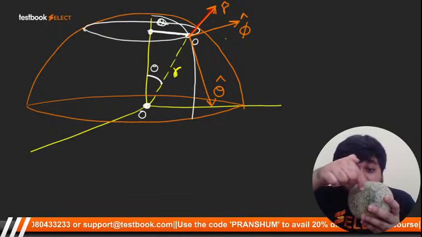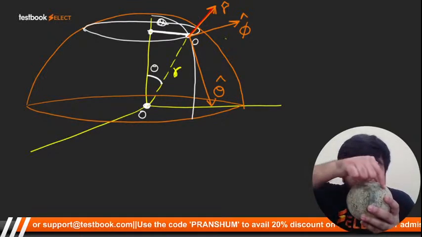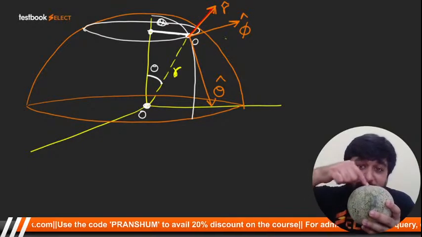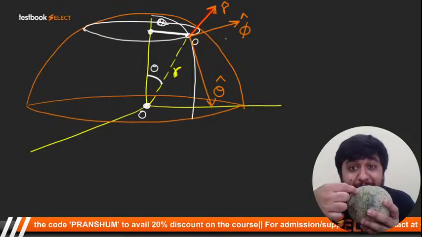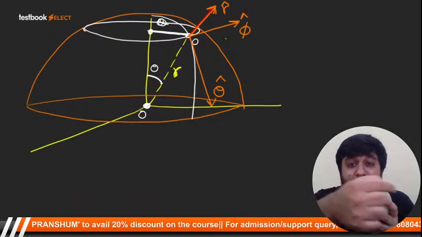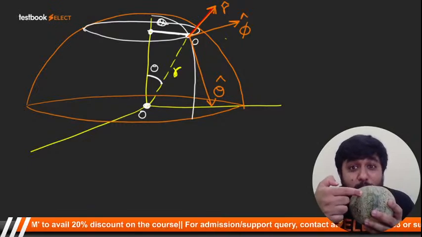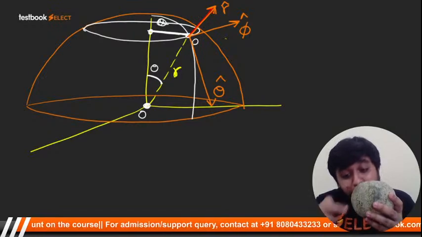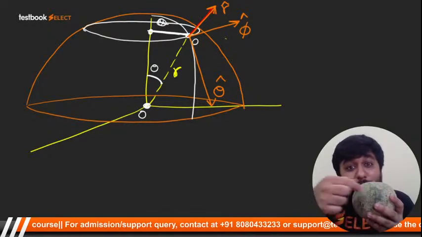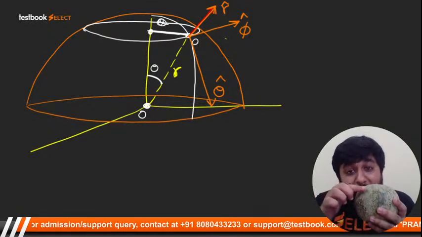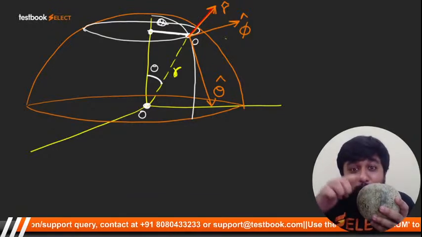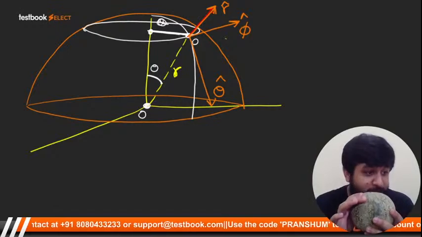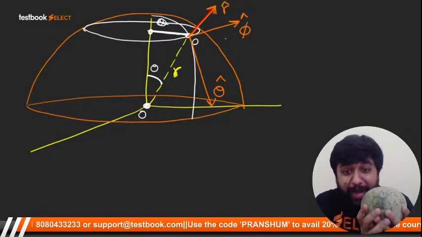Now at the same point, I will draw a horizontal circle. For this horizontal circle, the radius will be r sine theta. And phi cap will be tangent to this circle. So phi cap is in horizontal plane. So theta cap in vertical plane and phi cap in horizontal plane. And r cap is perpendicular to them both. That is, r cap is perpendicular to the surface. So these are three principal directions.